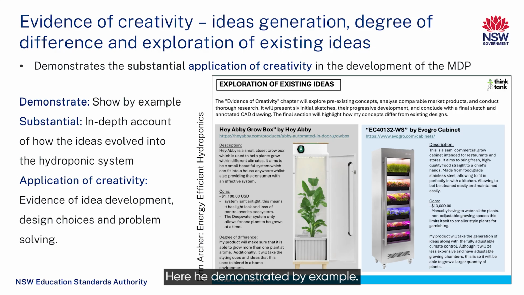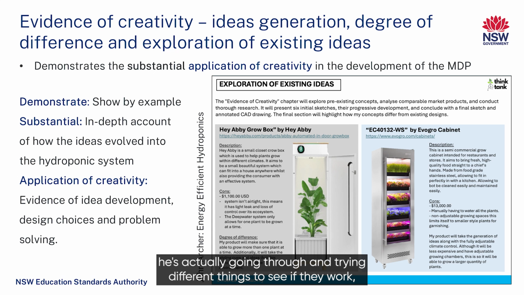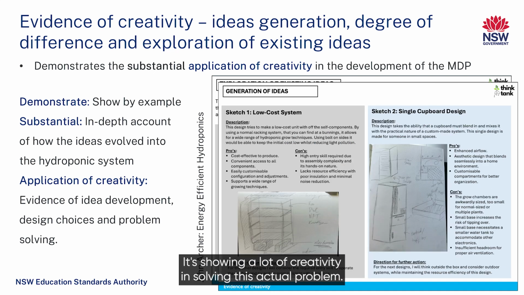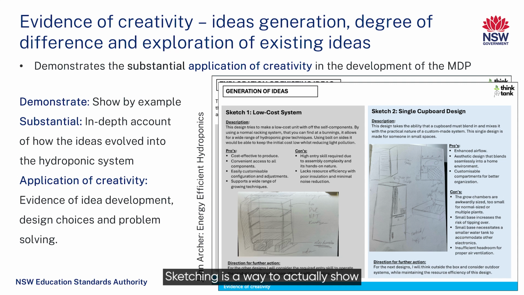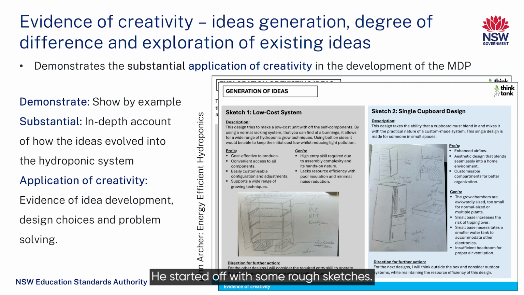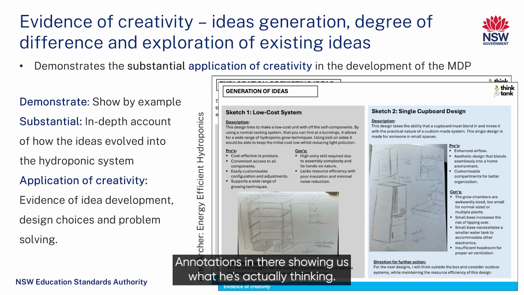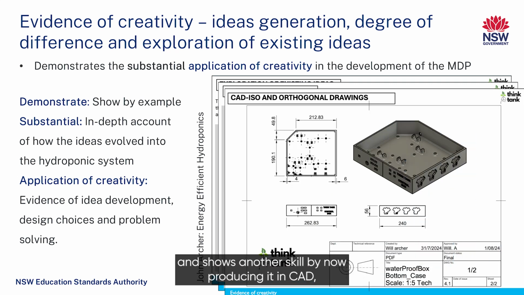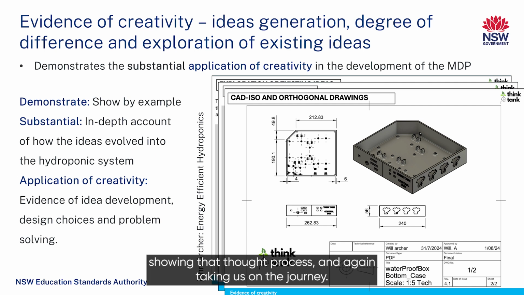Here, he demonstrated by example. There's a lot of depth here that he's actually going through in trying different things to see if they work. Looking at different ways that people have attempted it in the past, as well as trying his own. It's showing a lot of creativity in solving this actual problem. Sketching is a way to actually show you are thinking and that you are developing these ideas. He started off with some rough sketches, annotations in there showing us what he's actually thinking. And then from there, he's progressed and showed us another skill by now producing it in CAD. Showing us that growth, showing us that improvement, showing that thought process, and again, taking us on the journey.